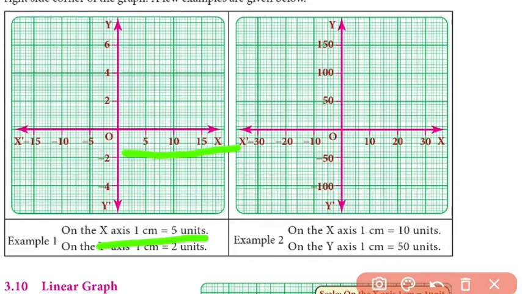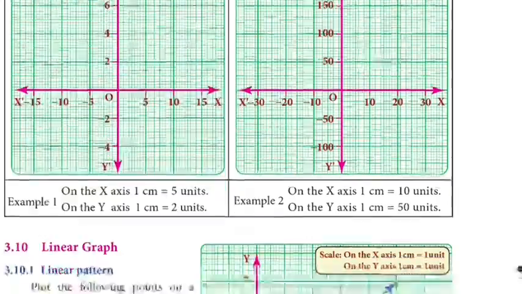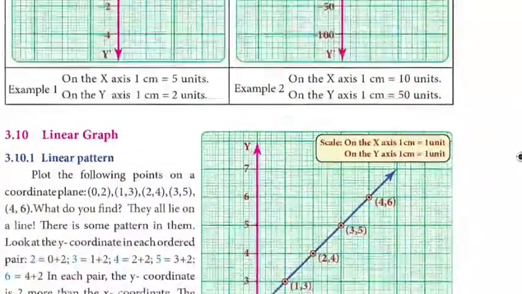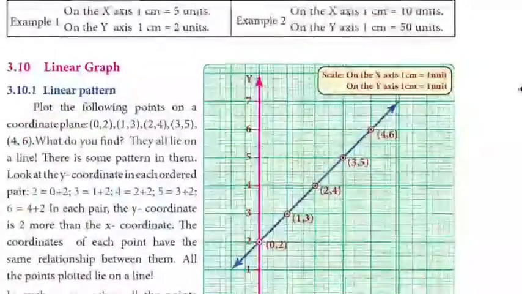Since the x-axis is in multiples of 5, we take 5 units, and y is in multiples of 2, so we take 2 units. Similarly, here multiples of 10, 10 units; multiples of 50, 50 units. So based on the sum we can take the scale values, okay.